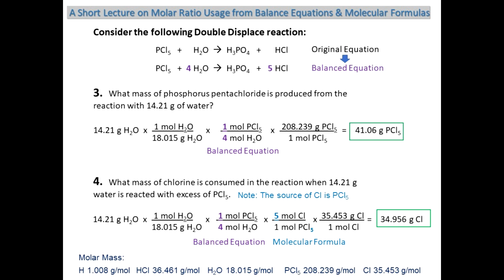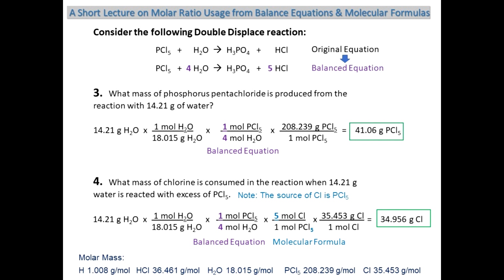We continue now because we're going to convert the phosphorus pentachloride into chlorine. So we would then use the molecular formula because we do not see chlorine directly in the balanced equation. Therefore, we know that we must use the ratio from the compound where chlorine appears, and it appears as a 5 in that compound. So we have a 1:5 molar ratio, then we do a gram per mole conversion, and we get 34.956 grams of chlorine.